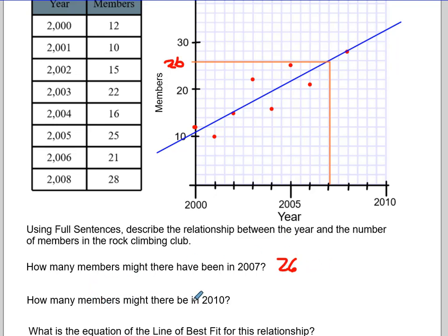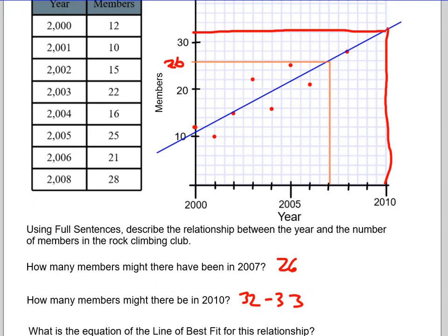How many members might there be in 2010? Okay, so I'm just going to use this orange marker again. Oops, I'm going to go up until I hit that line, and then I'm going to go across. I was a little bit low on drawing my line, so maybe 32 or 33. Okay, somewhere around there.